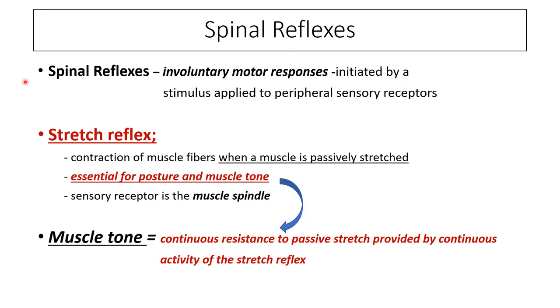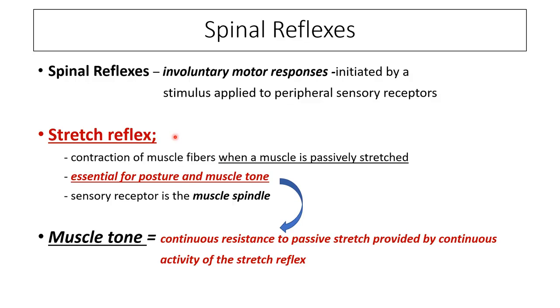So again, spinal reflexes are involuntary motor responses, so you don't have control over these. A deep tendon reflex is an example of a spinal reflex, and when you do a deep tendon reflex on somebody, they can't control that reflex. It's an involuntary motor response. The stretch reflex, the deep tendon reflex, is an example of a spinal reflex, and we'll see this in the next slide.